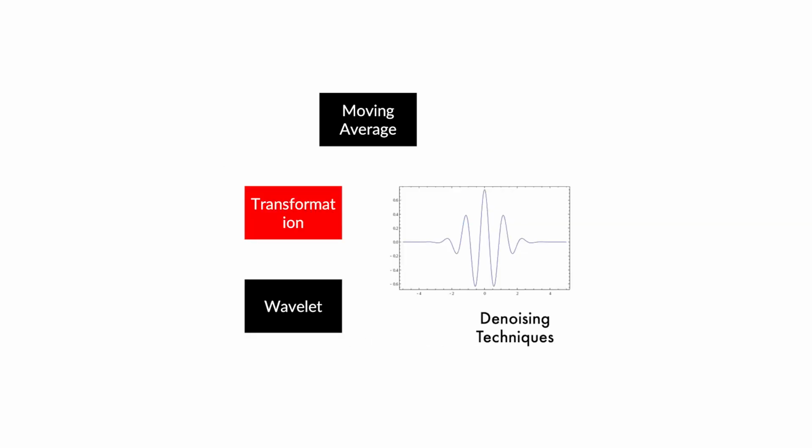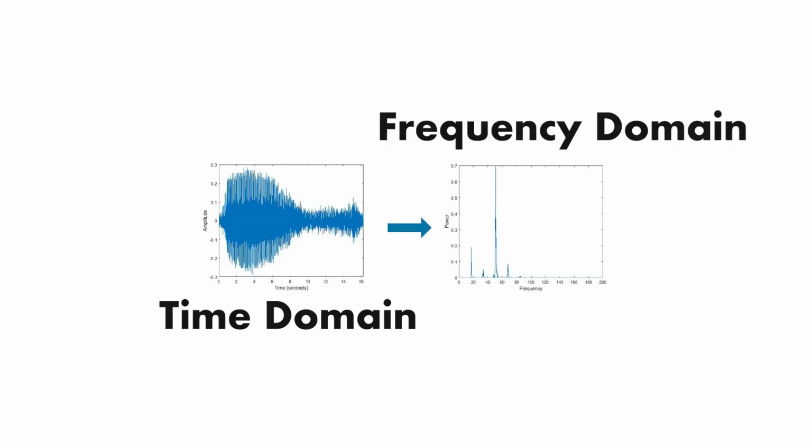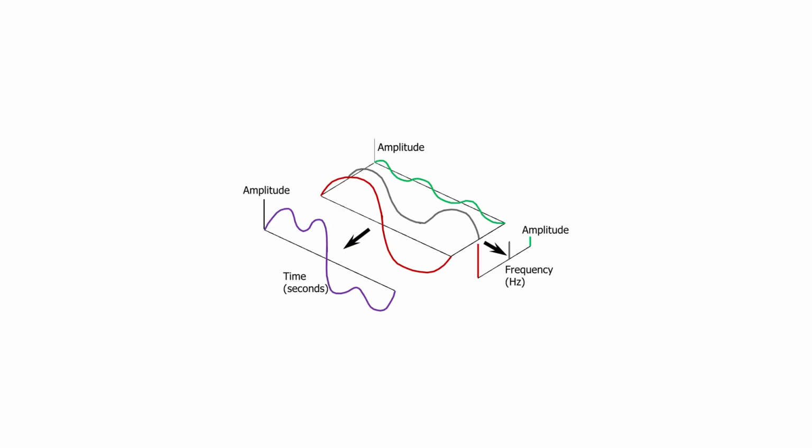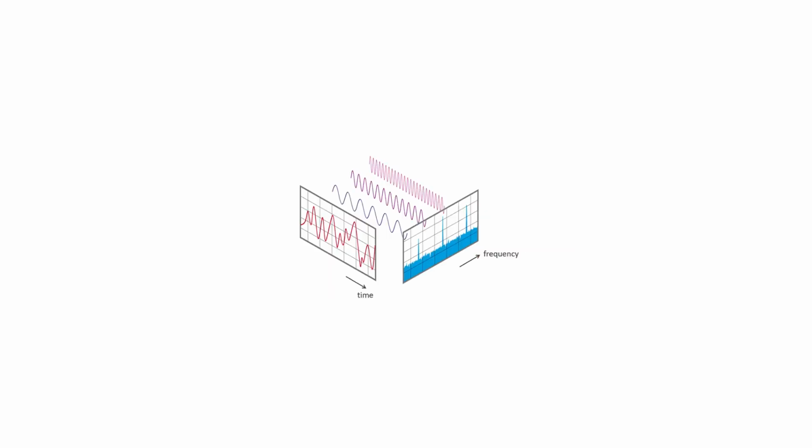Now let us talk about frequency domain filtering. Transforming a signal into the frequency domain using, for example, the Fourier transform allows the separation of signal components based on their frequencies. Noise, especially high-frequency noise, can be isolated and removed before transforming the signal back to the time domain.